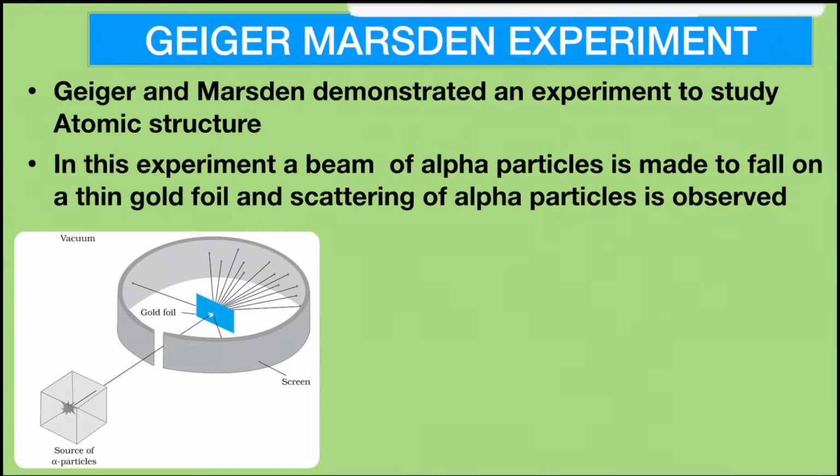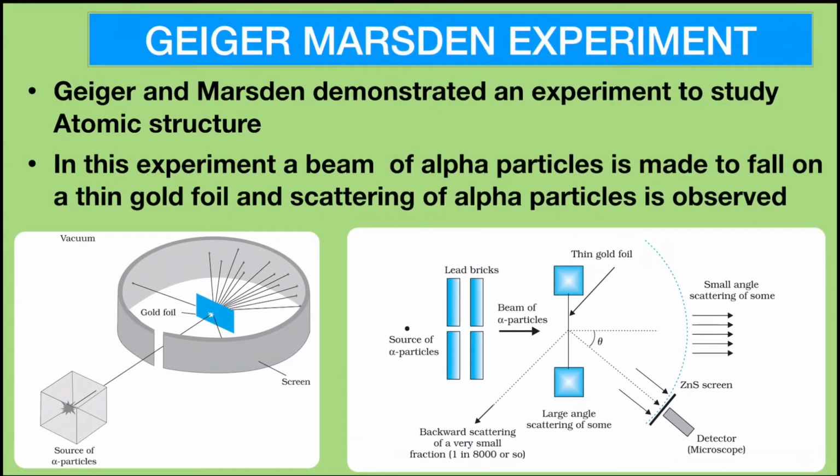We can have another look at the experimental arrangement that will clear up microscopically what is happening here. So we can compare both the diagrams together. Here is the source of alpha particles. The emitted alpha particles are converted into a beam of alpha particles. You can see here the beam of alpha particles. The beam is propagating along a single direction.